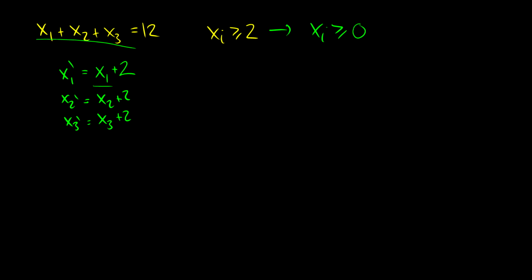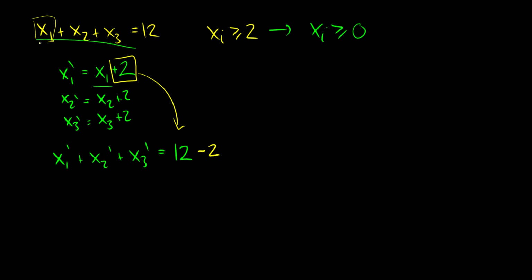So we have x1 prime plus x2 prime plus x3 prime is going to equal, well, I should write this, we have 12 here, but we have a plus 2 here, so we're going to have to subtract it from that, because x1 prime is x1 plus 2, but we only have an x1 up here. We're missing the plus 2, so we subtract it from the right side. And similarly, we do this with the other 2. This will be minus 2, minus 2, minus 2.